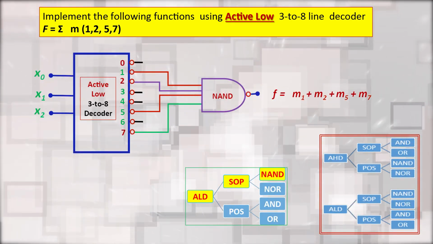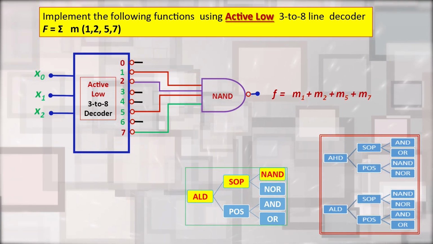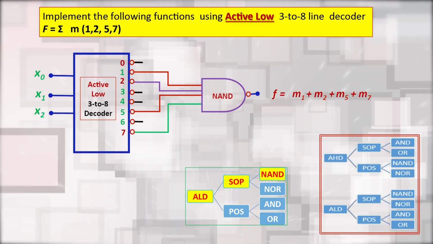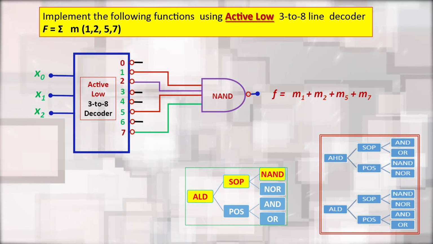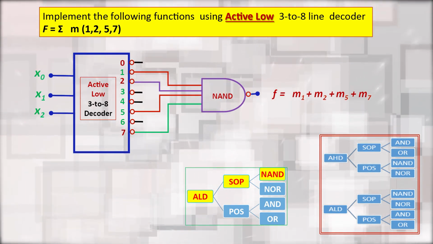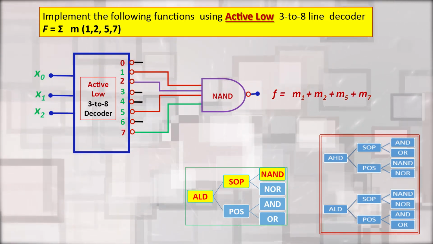This is the POS function that is given, and it is asked to use active low. In the case of active low and POS, we have the options of AND gate and OR gate. So, we will make use of an AND gate, and whatever terms are mentioned, 1, 3, 5, 7, the corresponding output bits are connected to the AND gate, and this way this function can be realized.